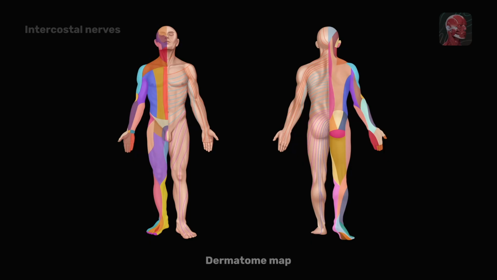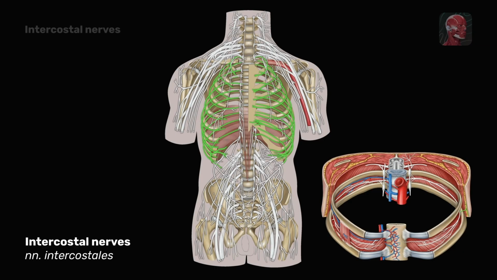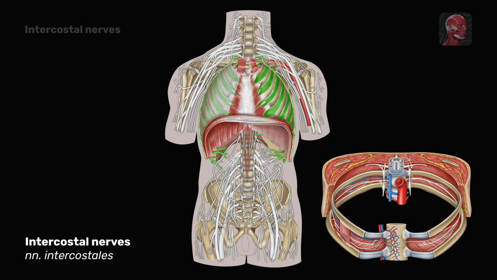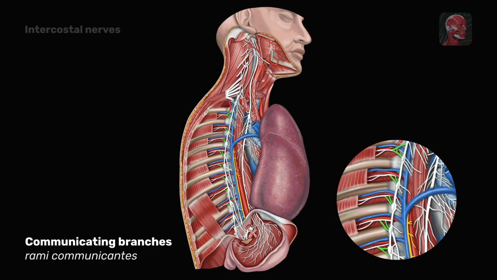The areas of innervation of the cutaneous branches of the intercostal nerves, as well as the posterior branches of the thoracic spinal nerves, are components of the so-called dermatome map, which shows the areas innervated by one or another segment of the spinal cord. The muscular branches of the intercostal nerves innervate the intercostal muscles, as well as the muscles of the anterior, lateral, and posterior abdominal walls. The communicating branches are a connection between each intercostal nerve and the sympathetic trunk. They provide sympathetic innervation of sweat glands and vessels of the thoracic and abdominal walls.